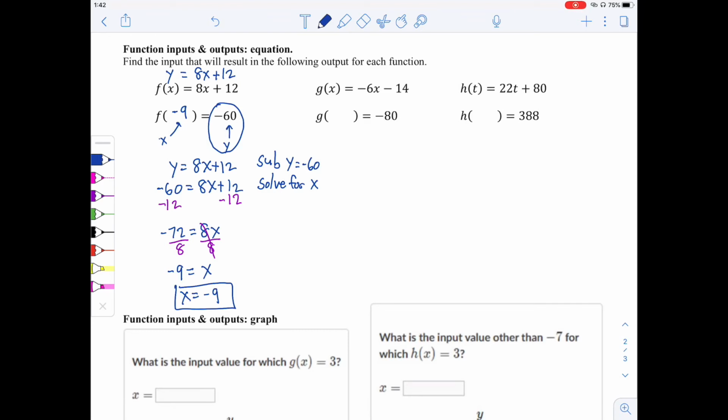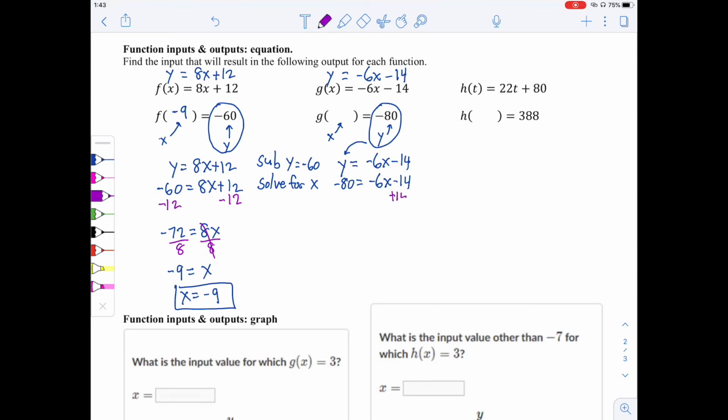Same thing, right? Our y is -80, and we're going to find what is the x value that will give you the -80. So we use our equation. Same thing. This is y. Y equals -6x minus 14. We're going to substitute that in there. So we get y equals -6x minus 14. Our y value is -80. So we put that in, right? Substitute -80. -80 equals -6x minus 14. Then we're going to solve for x.